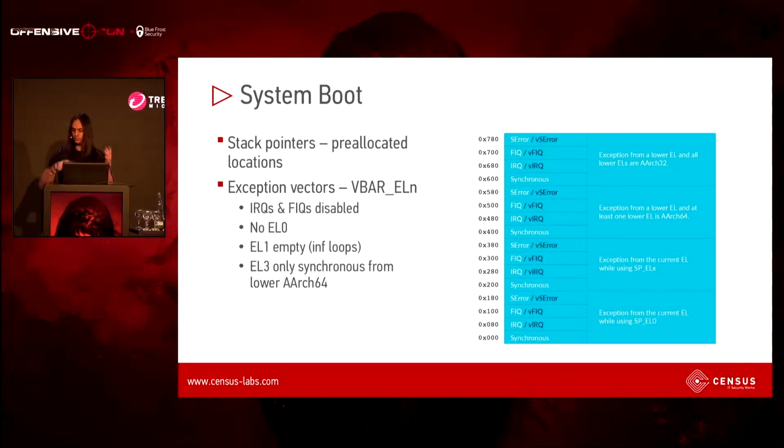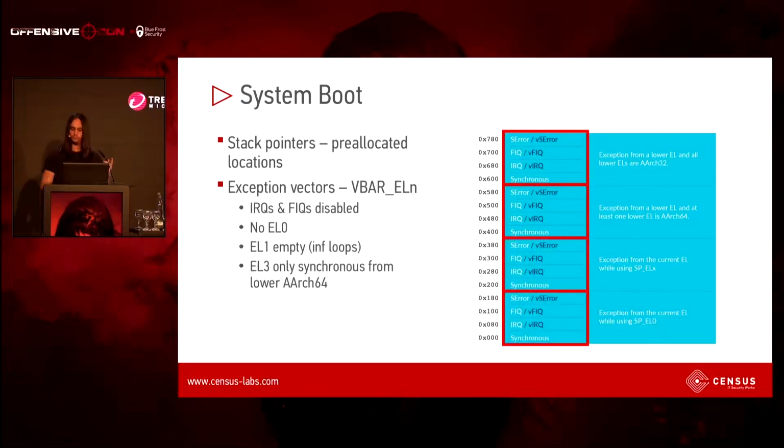Their format is seen in the image next. There are 16 entries of hex 80 bytes each. They're organized in 4 groups of 4. Each group is used for a different execution level. And we have 1 entry for synchronous exceptions, 1 for interrupts, 1 for fast interrupts, and 1 for system errors. RKP does not support interrupts or fast interrupts, so we won't be enabling them.